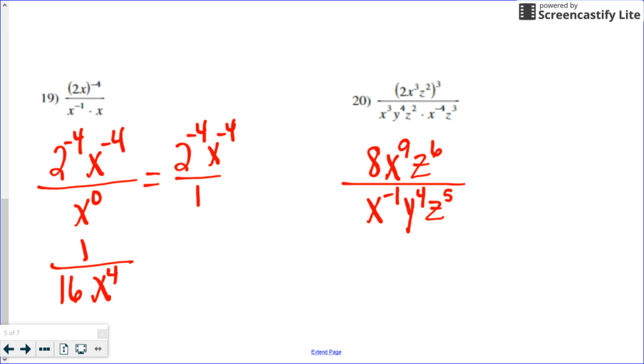All right, now we've got it simplified down to a nice division problem, which means we're going to be subtracting those exponents. So 8 on the top. Now I've got x to the 9 minus a minus 1. Minus a minus becomes positive. So that's 9 plus 1, which is 10. The y to the 4th, it's just going to stay down there because it doesn't have anything to interact with on the numerator. And then for our z's, I've got z to the 6 minus 5. That's z to the first power. It's positive, so it's going to stay in the numerator.